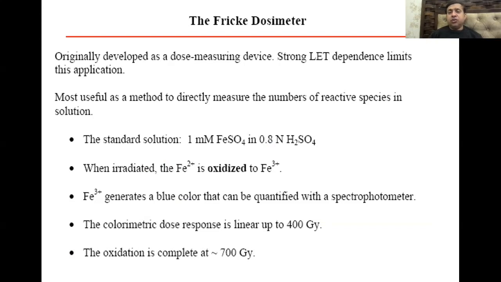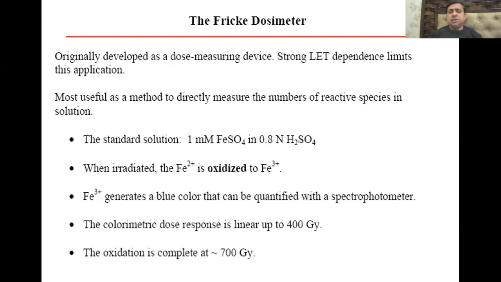So what type of solution do you require to form the standard solution of 1 millimolar ferrous sulfate in 0.8 normal sulfuric acid? Then when it is irradiated by a cobalt 60 source or some radiation source, the ferrous is oxidized to ferric.